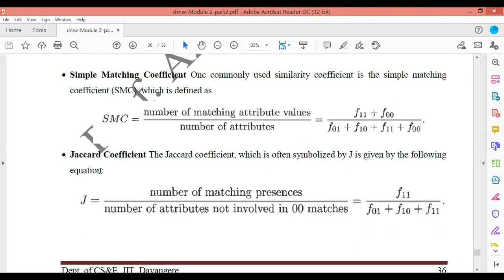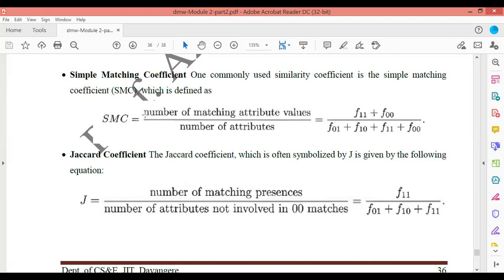Next, in the same way, the Jaccard coefficient is given by J equal to the number of matching presences divided by the number of attributes not involved in 0, 0 matches. Matching presences means the presence of a one value, so attribute values must be 1, 1 here. The total number of attributes having attribute values 1, 1 is F11. For the number of attributes not involved in 0, 0 matches, we need to leave out the attributes having 0, 0 attribute values and consider the remaining attribute values. The remaining ones are F01, F10, and F11. Add those values, and that is the denominator.